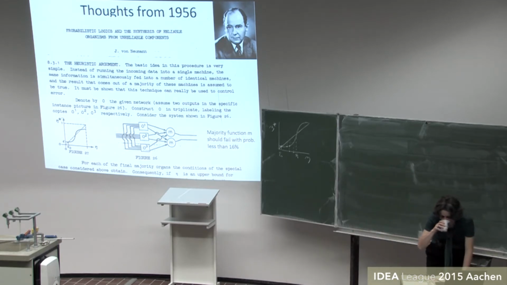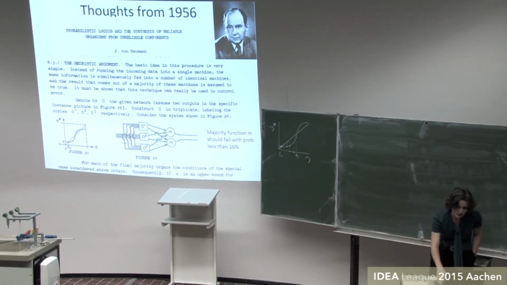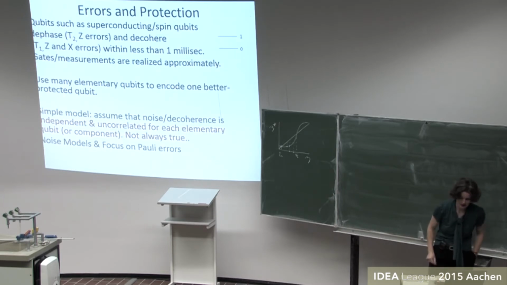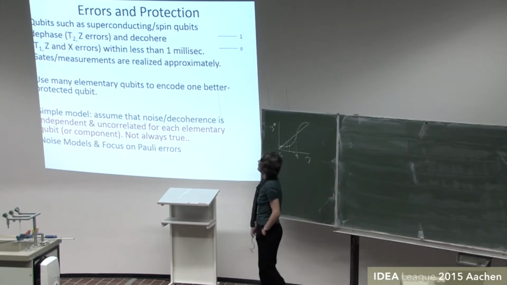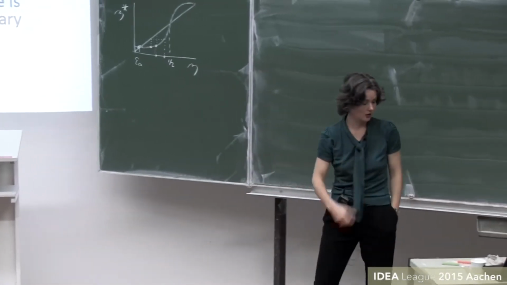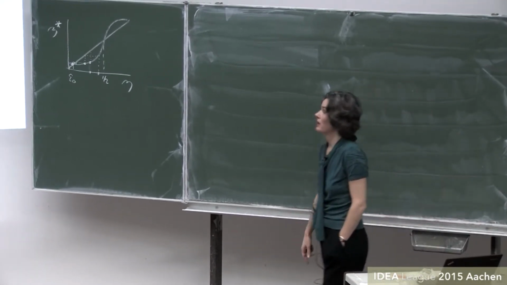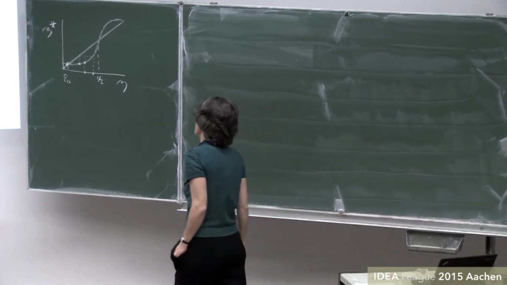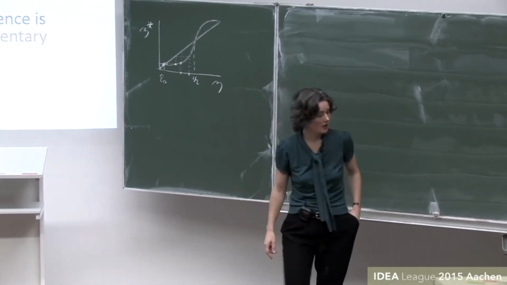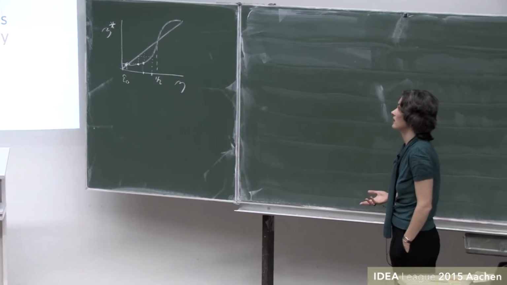Okay, but this is just to demonstrate to you that this idea of error correction fault tolerance is actually a very early idea, but it's never been, in some sense, so necessary when making a computer. This has not been a very crucial step, but we anticipate that for a quantum computer, this may be a very important step. Okay, so the idea is with error correction, you use many elementary qubits to encode or to create one better protected qubit.